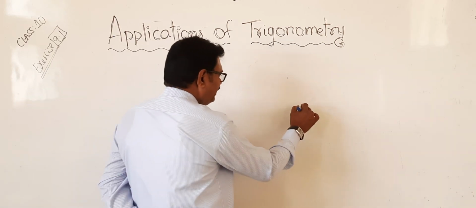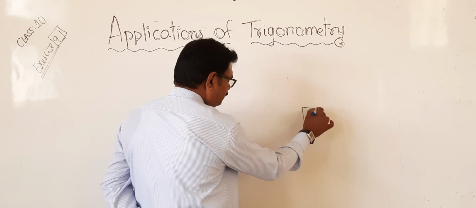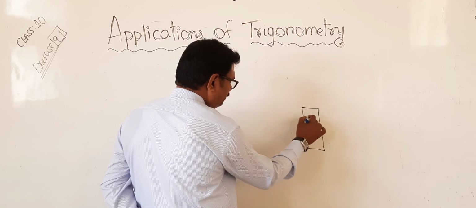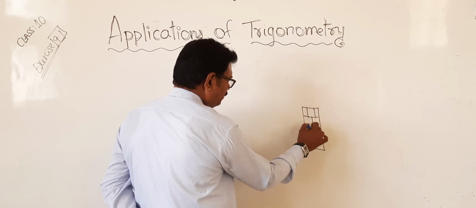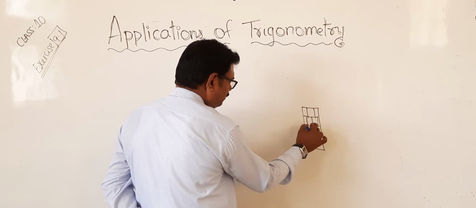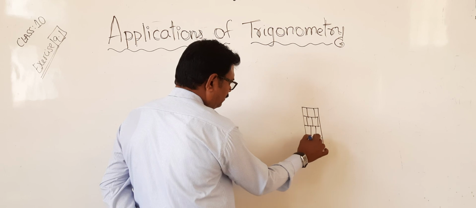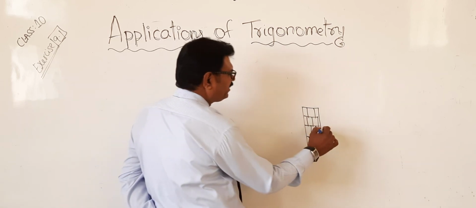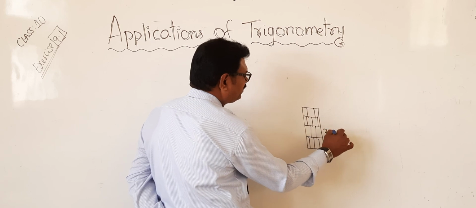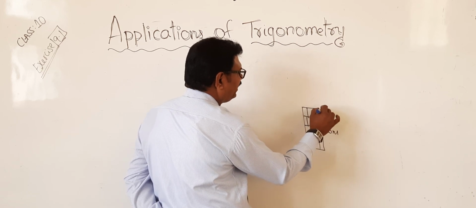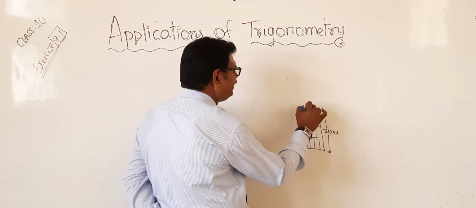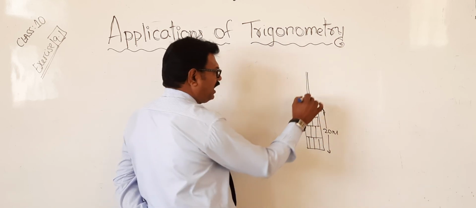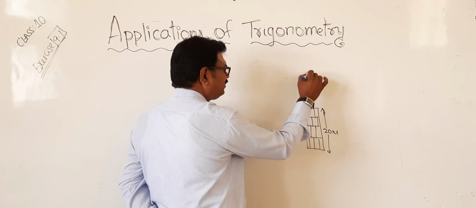A 20-meter building is there. How many meters? 20 meters building. On this, they kept one transmitter, of height we don't know.